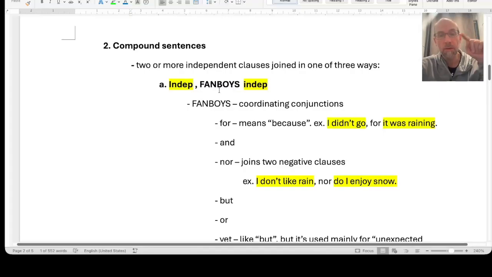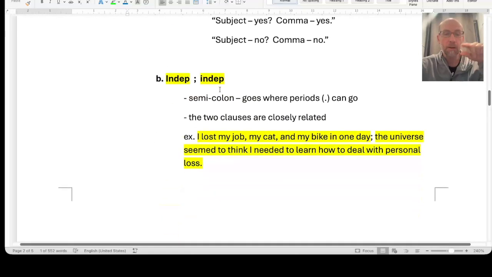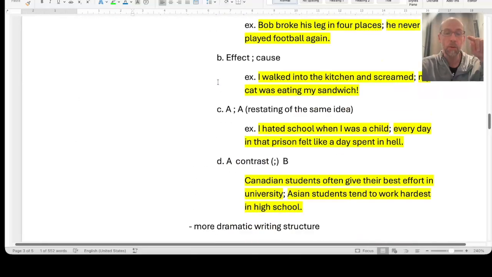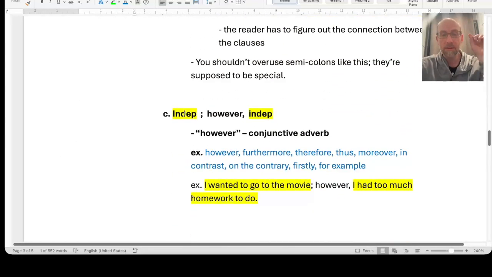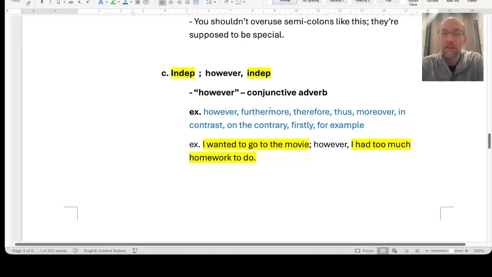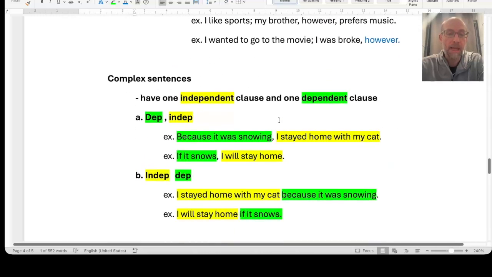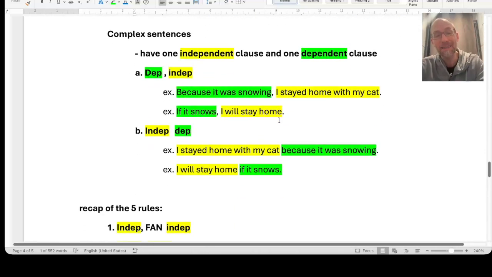The first was comma fanboys. We looked at that. Then our second one was independent clause, semicolon, independent clause. And our third one, independent clause, semicolon, and then a conjunctive adverb, a word like however, that is set apart with a comma from the independent clause. And these were some of those conjunctive adverbs. And then we looked at the 2 types of complex sentences. And that's where you put a dependent clause first with a comma, and then an independent clause, and then lastly an independent clause with nothing in between, and the dependent clause.